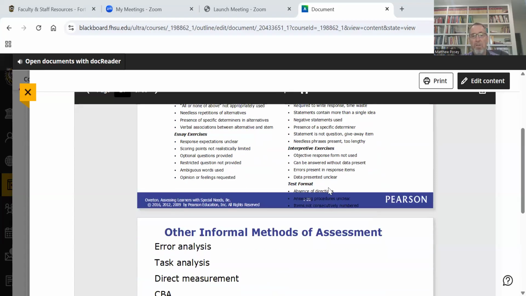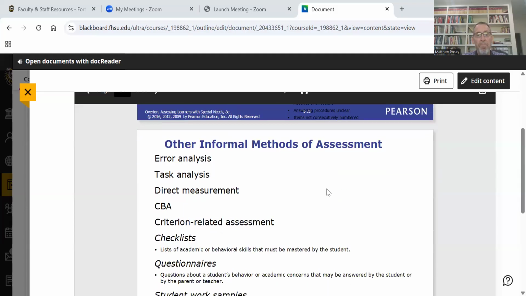Then there's a couple other ideas and suggestions in there, especially looking at interpretive exercises. So making sure the objective response form is not used. And also some other areas are data presented is unclear.